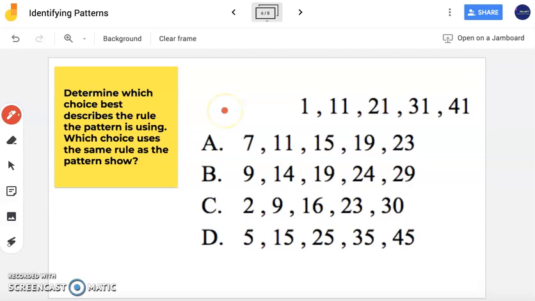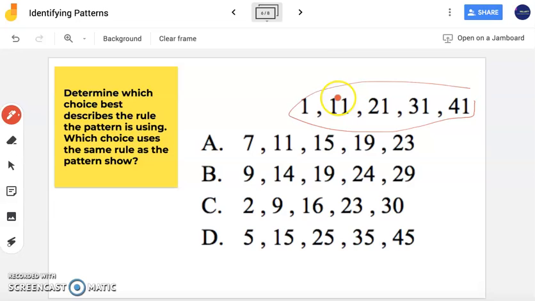Now here, you're also going to determine which choice best describes the rule the pattern is using. But you're also going to determine which choice uses the same rule as the pattern shown. So my recommendation here is first look at the given pattern, which is right here. You're going to determine the rule. Now I notice the values are increasing, so multiplication or addition are my two options.